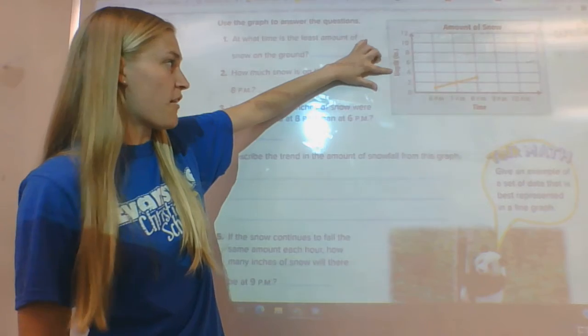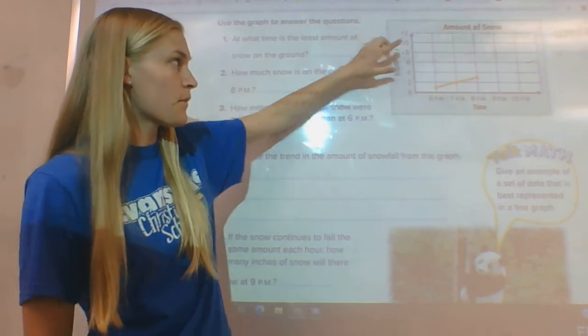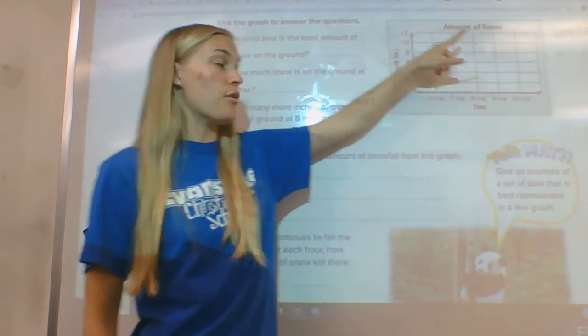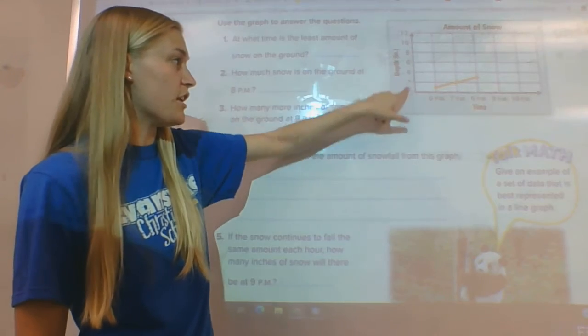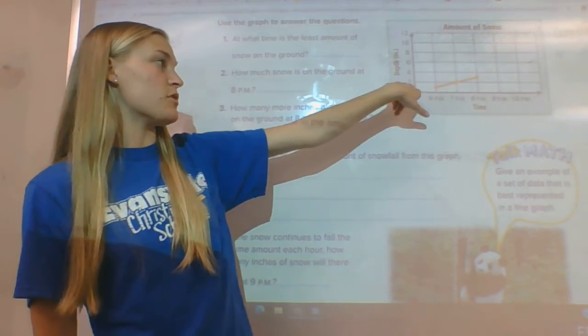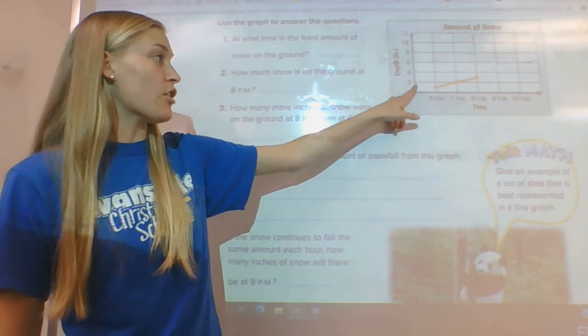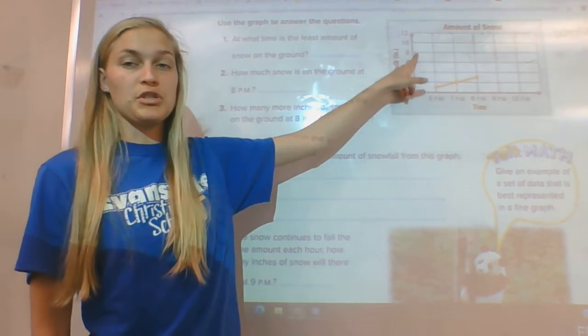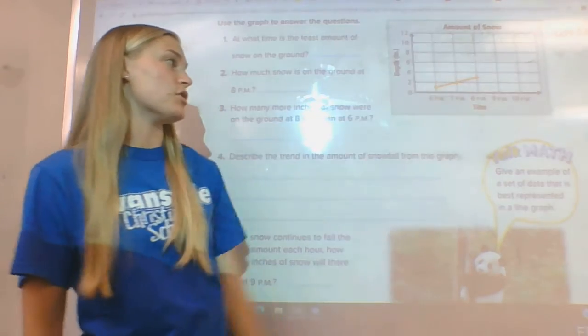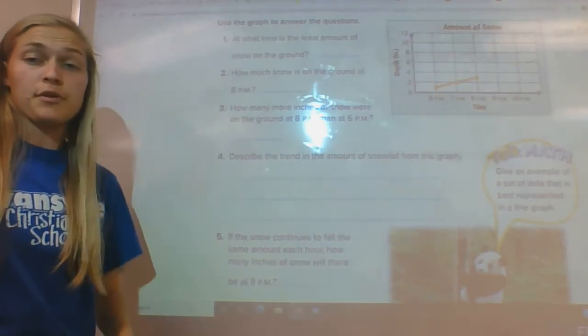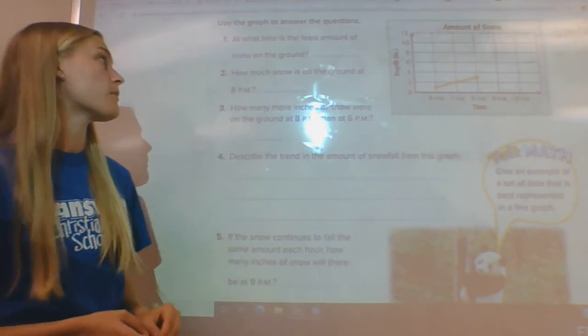Up the y-axis, we have the depth. Remember, we're talking about snow. So this is the depth of snow in inches. Our scale goes from 0 to 12 inches, and our interval, every line is worth 2 inches. So our interval is 2 inches. So those are good things to note before you even start looking at the questions.